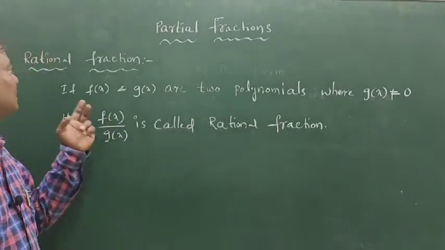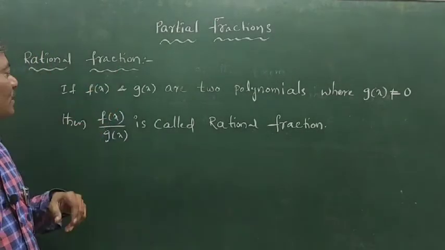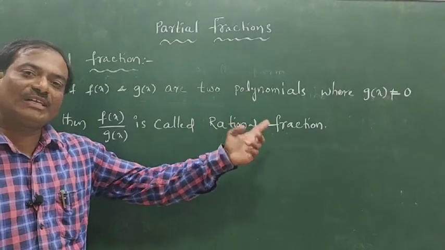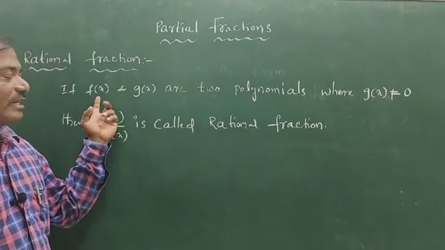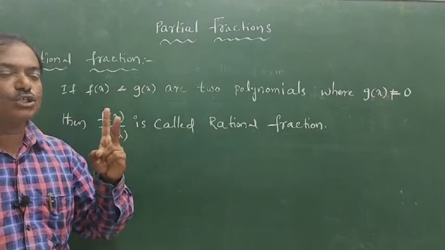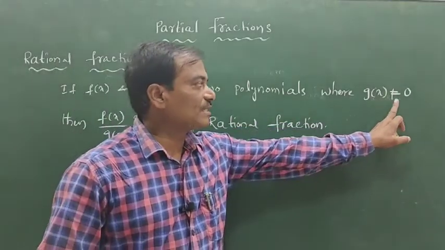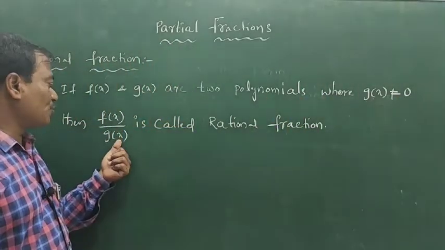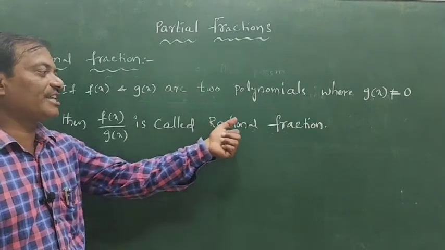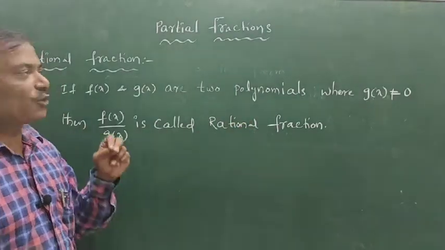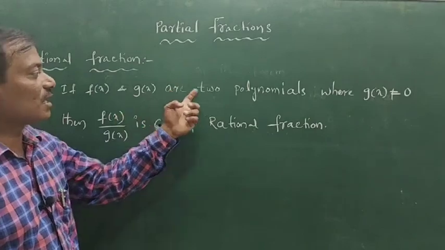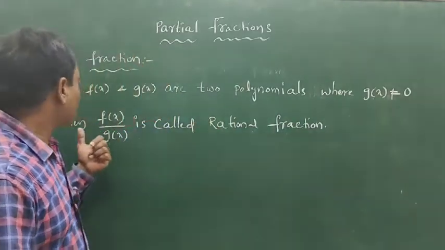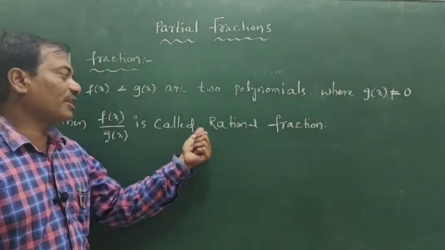Students, the next definition is rational fraction. If f of x and g of x are two polynomials, as we already discussed what a polynomial is, and g of x is not equal to 0, then f of x by g of x is called a rational fraction.